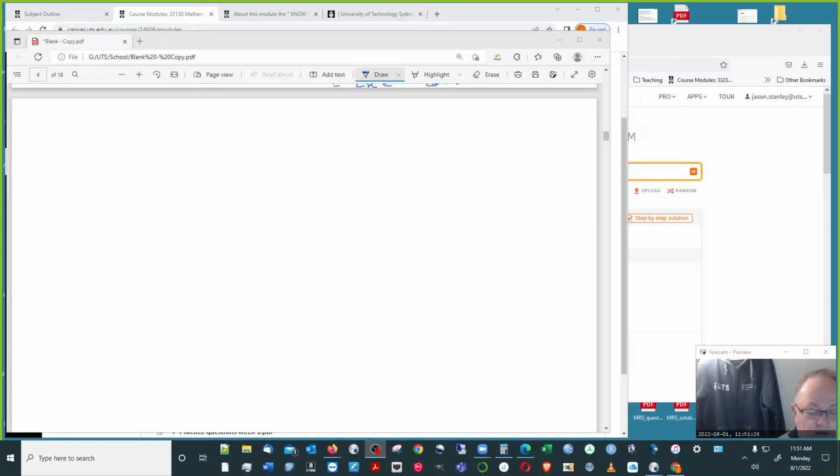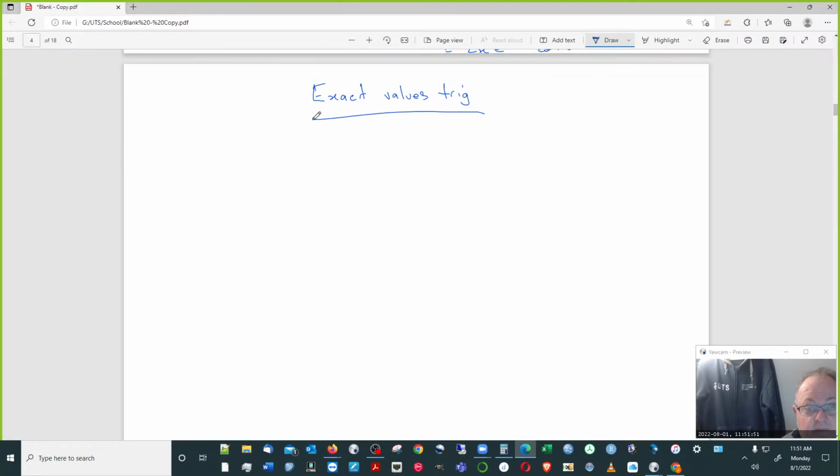Alright, so what we're looking at is exact values trig. What's the big deal? Now, exact values trig, as I said, is the most important thing you bring to this subject. So if you don't have it, oops, and I'm even going to do that.